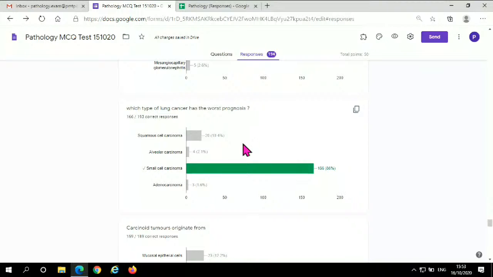Which type of lung cancer has the worst prognosis? Small cell carcinoma has the worst prognosis, and therefore lung cancer is now classified as small cell carcinoma and non-small cell carcinoma, and small cell carcinoma is an important entity.